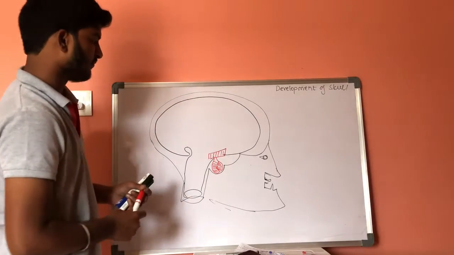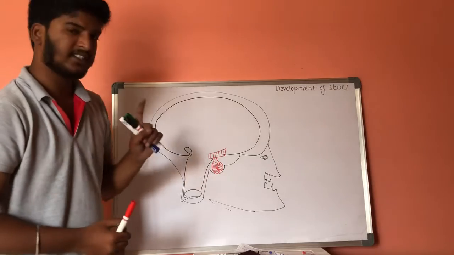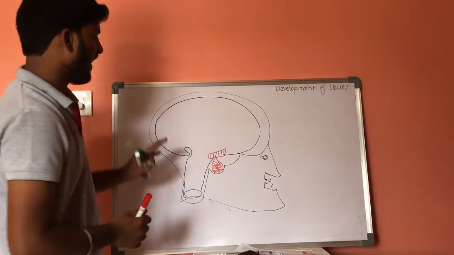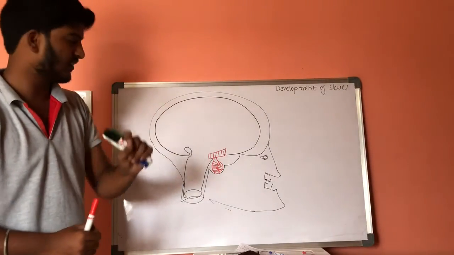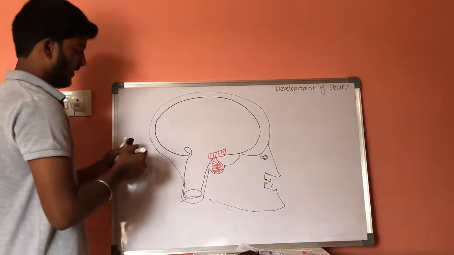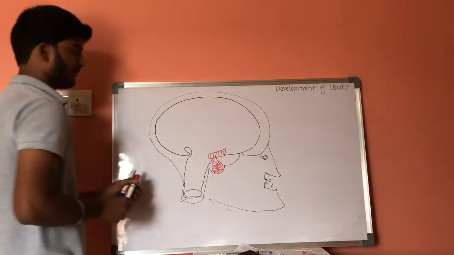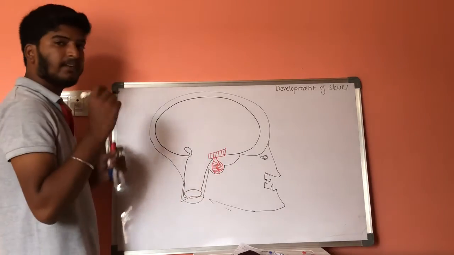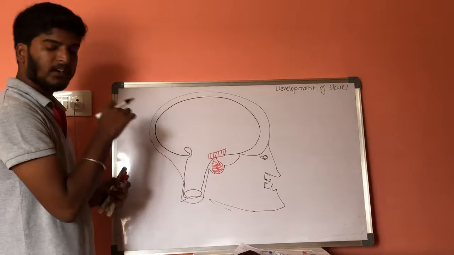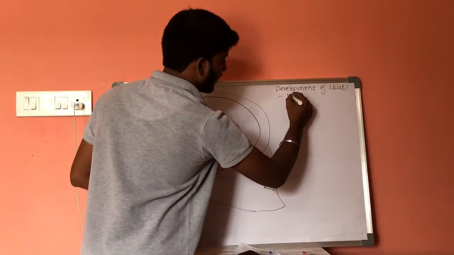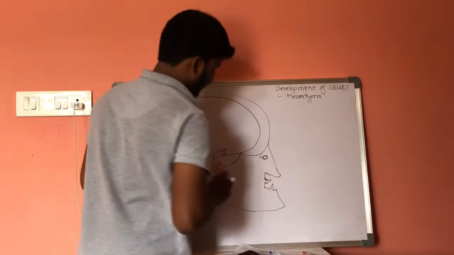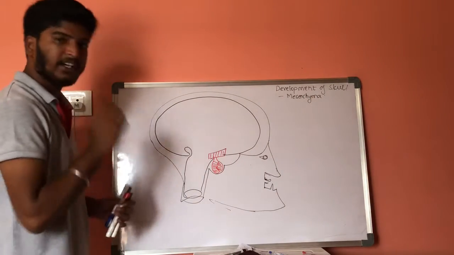First let us discuss the development of the skull, and let us discuss first the role of mesenchyma in the development of the skull. That is the role of mesenchyma. The most important component involved in the development of the skull is mesenchyma.